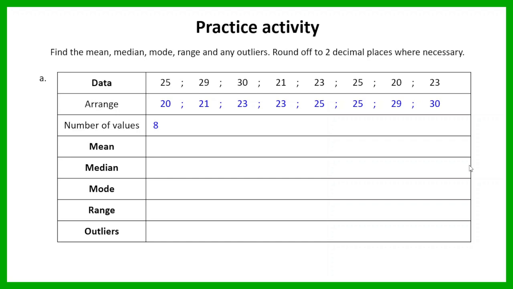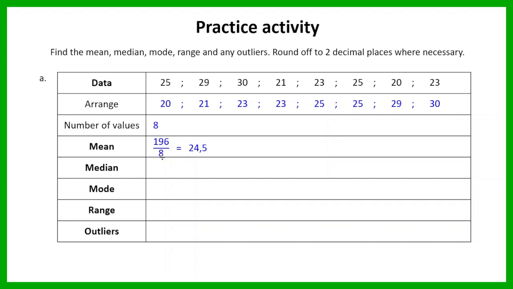Then you had to work out the mean. To do that, you had to add up all of these values and divide by 8. So that should have given you 196 divided by 8, which would then be equal to 24.5. So you should have had a mean of 24.5.